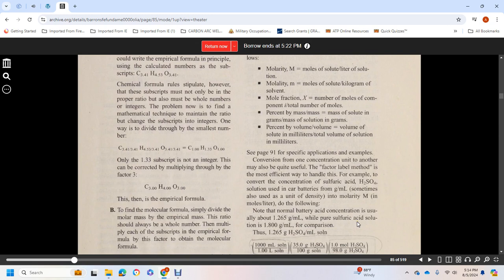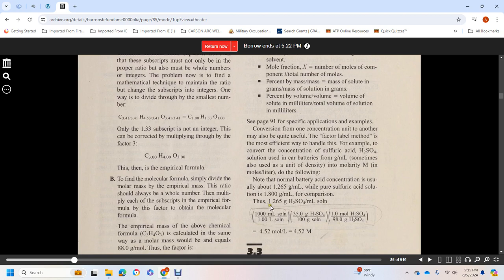Converting one concentration unit into another can also be quite useful, and using conversion factors with labeled units is the most efficient way to handle this. For example, to convert the concentration of sulfuric acid, H2SO4, used in car batteries, from grams per milliliter density to molarity in moles per liter, do the following. Normal battery acid concentration is usually 1.265 grams per milliliter, compared with pure sulfuric acid at 1.8800 grams per milliliter.